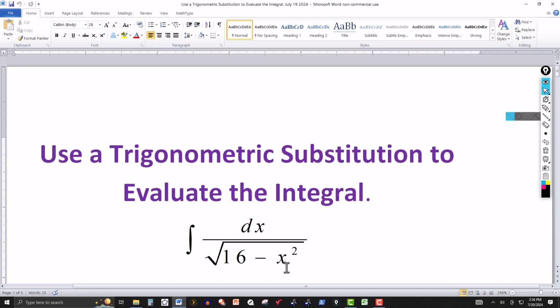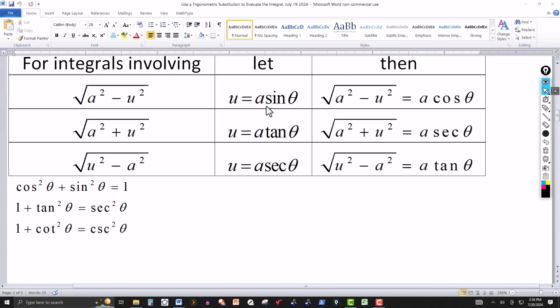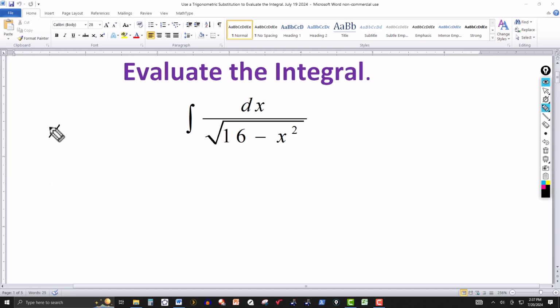In this case, the x and the u would be the same. X squared instead of u squared. So we're set there. Look at the form again. It's this substitution here, u equal to a sine theta. So we come over here, and in my case, it's going to be an x instead of a u, is equal to 4. The 16 represents the a squared, so that means a would be 4. So x equal to 4 sine theta.